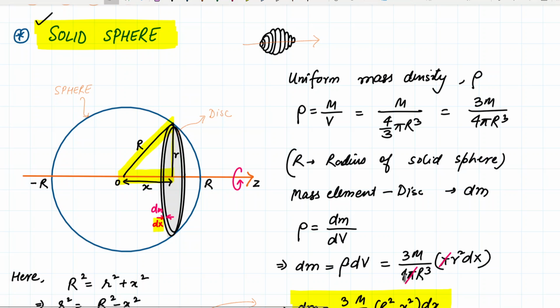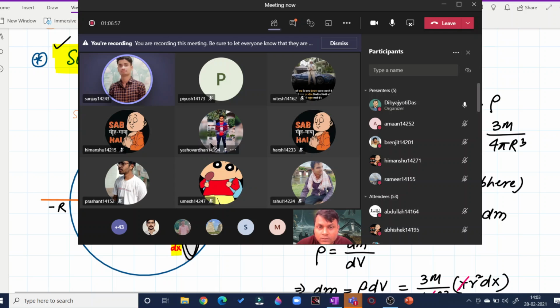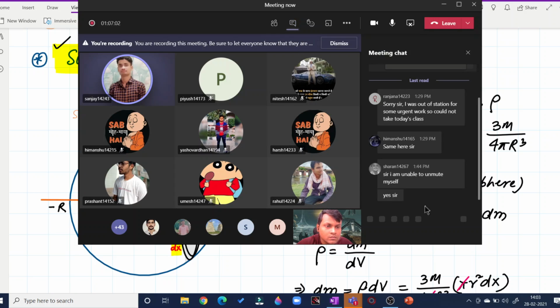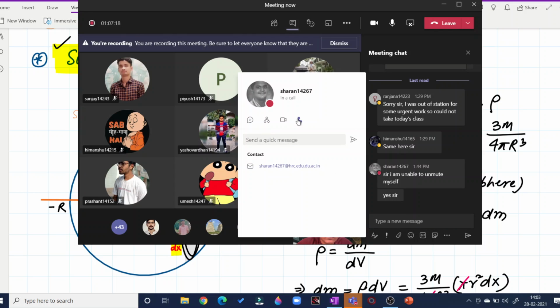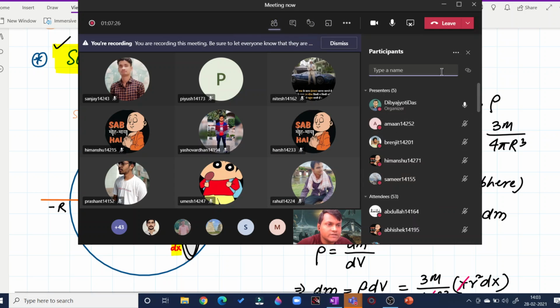सर, शरण का माइक म्यूट है सर, आप वो थोड़ा अनम्यूट कर दीजिए सर, उसको कुछ पूछना है तो प्रॉब्लम आ रही है उसको। किसका? शरण। हाँ, कल जो राहुल के साथ हो गया था, वैसे ही उसका हो गया। प्रेजेंटर बना दीजिए उसको तो। Just give me a second. I'm not able to figure out.